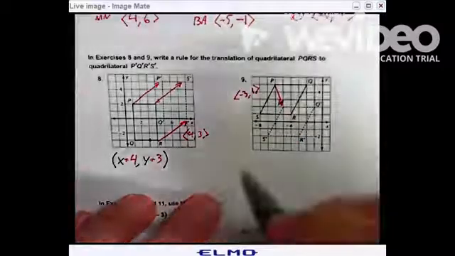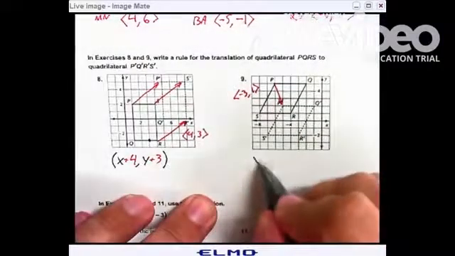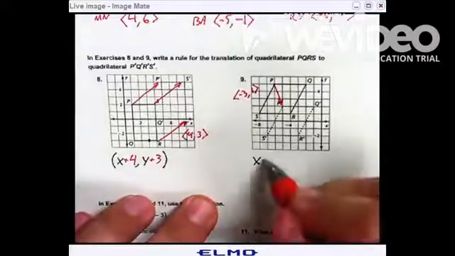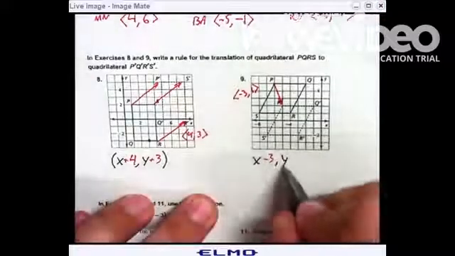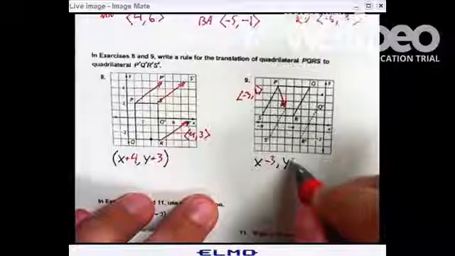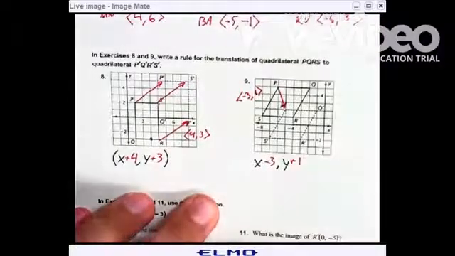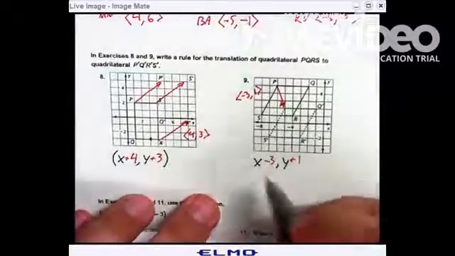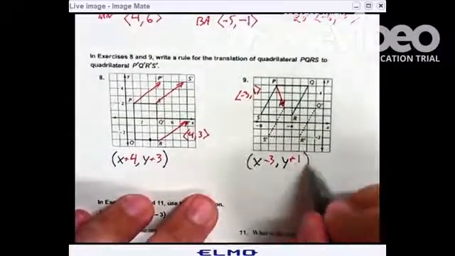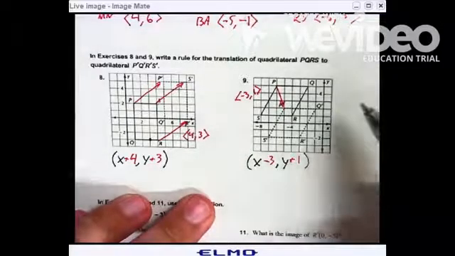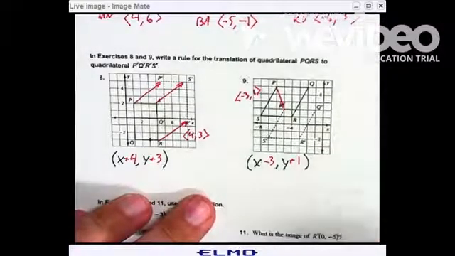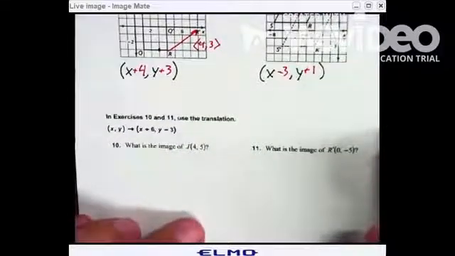So the rule for this will be X minus 3, Y plus 1. And this is giving me an ordered pair, so I'm going to put it in parentheses so it looks like an ordered pair. And there it is. All right, so that's really pretty simple. Now, let's take a look at 10 and 11.